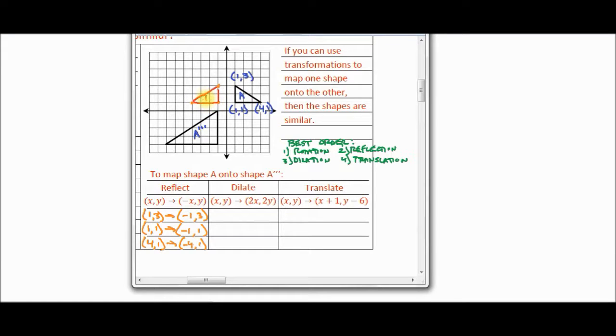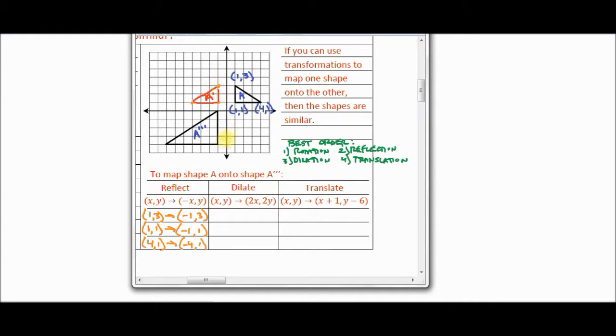Let's call that A prime. Okay, there's our first copy. It's a reflection across the y-axis. Now the next thing I noticed was, well, this shape is much bigger than the original. The image is bigger than the pre-image, so I'm going to have to go through a dilation.